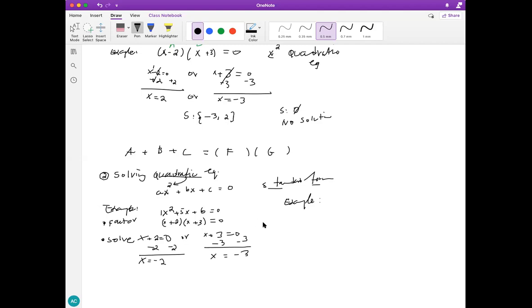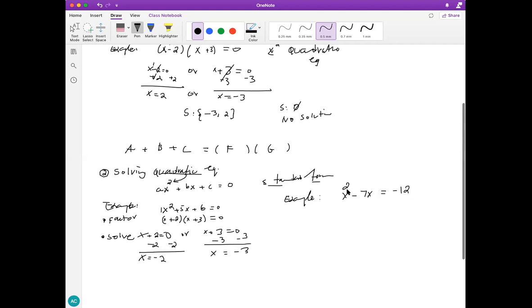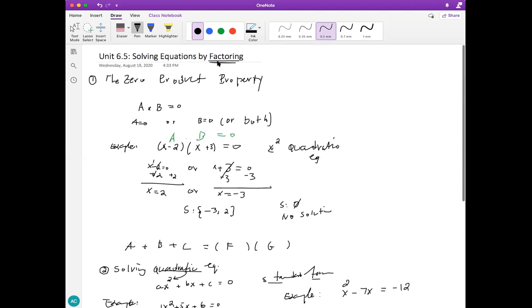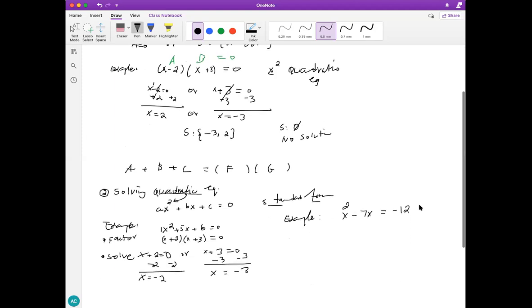That's one example. Now let's take a look at another one. So let's say we have negative 7x. So this is a quadratic equation, as you can see, because the highest power is 2. We want to solve it by factoring. Okay, so all about factoring today.